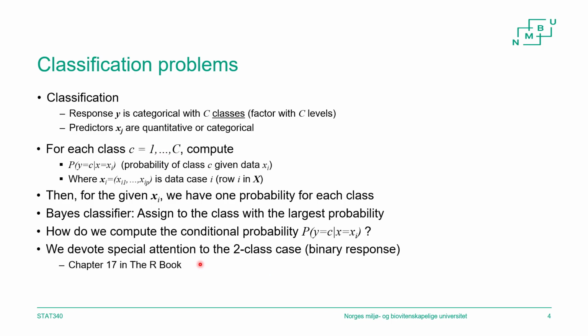But we will see later today that we can extend this to multi-class problems. But we start out with a two-class problem. It's always simpler, and the logistic regression actually only works originally for two classes. And this is chapter 17 in the R book where they focus a lot on this.